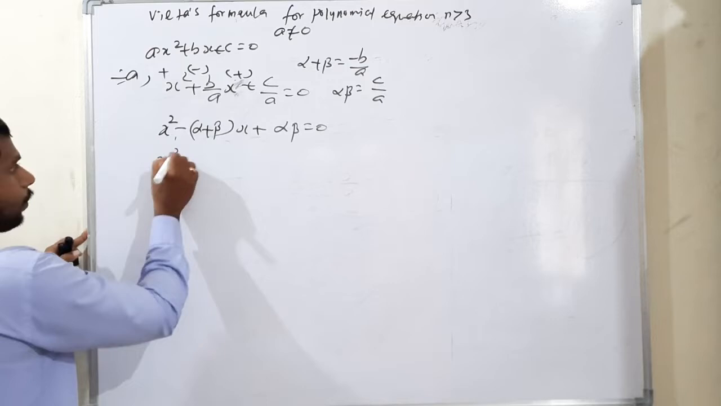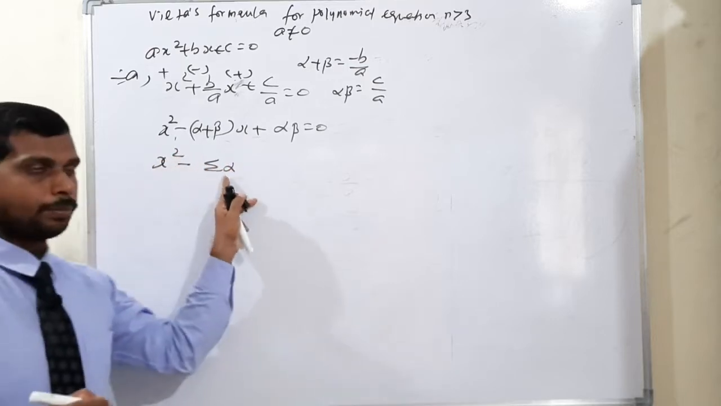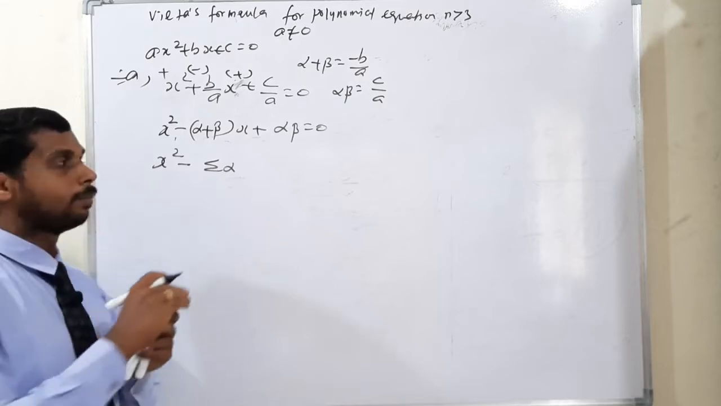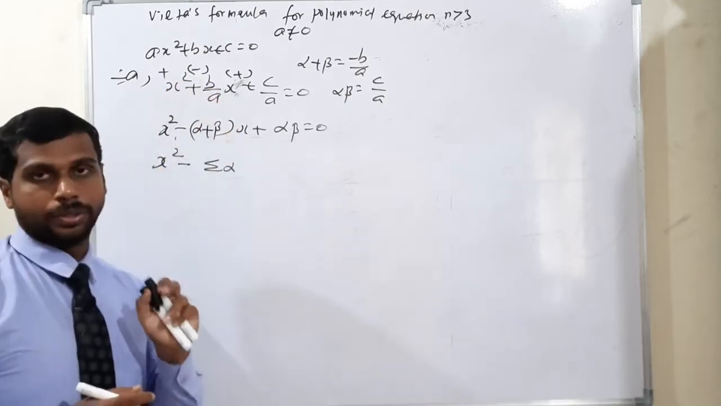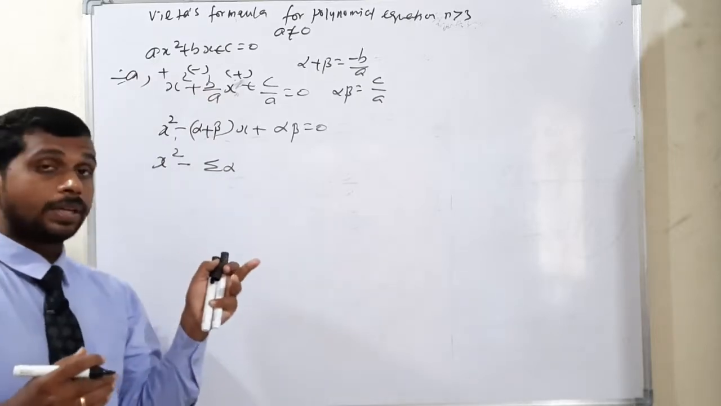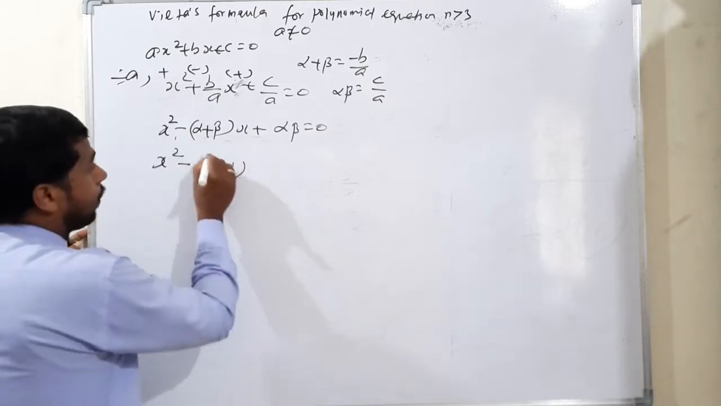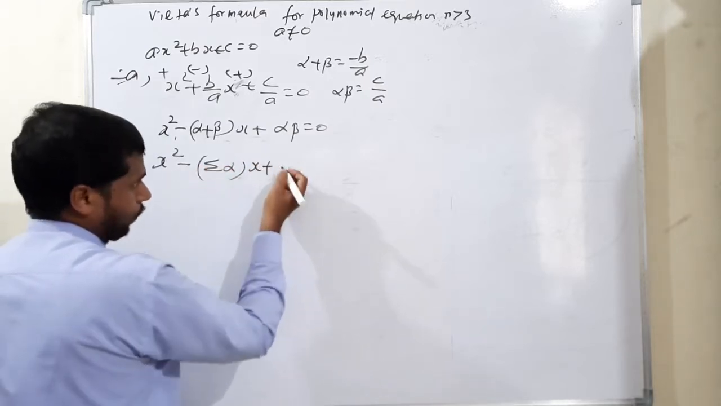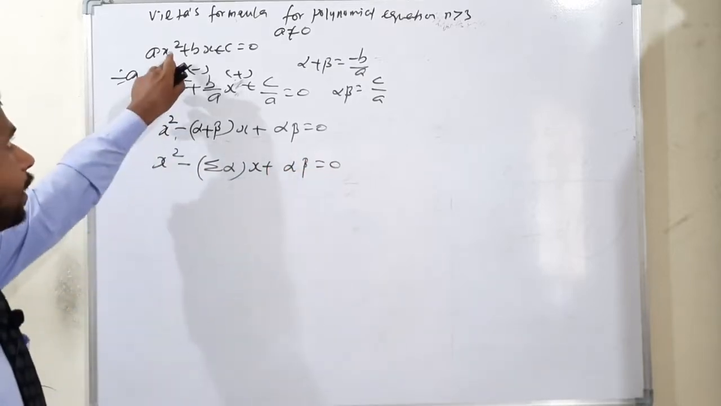This is how to rewrite it: x square minus summation of alpha. What is the meaning of summation of alpha? For this degree 2 equation, the sum of alpha means only alpha plus beta will come. As for degree 3, okay, we will discuss it in the next part. So this is sum of alpha into x, then the constant term as it is, so alpha beta is equal to 0. This is actually degree 2, okay.